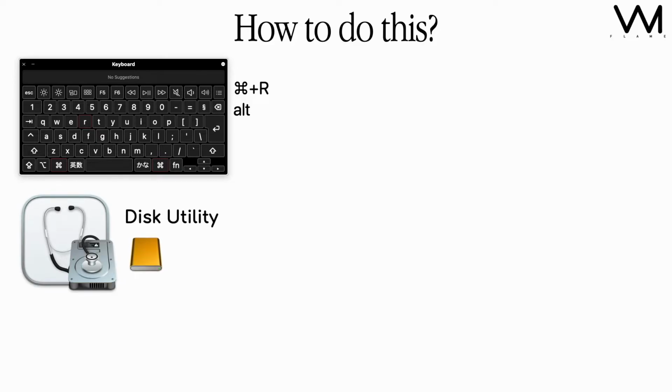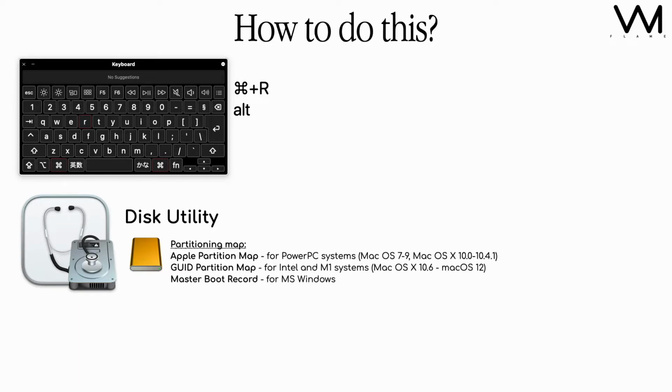So, our USB stick is plugged in, and you need to erase the USB stick using the partition map for the following systems. We've got Apple Partition Map. This is for all PowerPC systems and PowerPC hardware overall too. This is macOS 7, macOS 8, macOS 9, and all macOS 10 versions up to 10.4.1. Then the GUID Partition Map. That is for all Intel and Apple Silicon systems, macOS 10.6 and server systems too, up to macOS 12. Probably there is macOS 10.5, but I'm not quite sure if it will work. And Master Boot Record for Microsoft Windows.